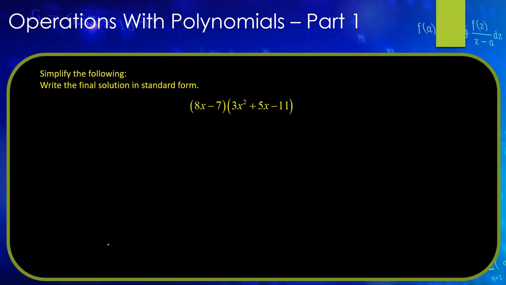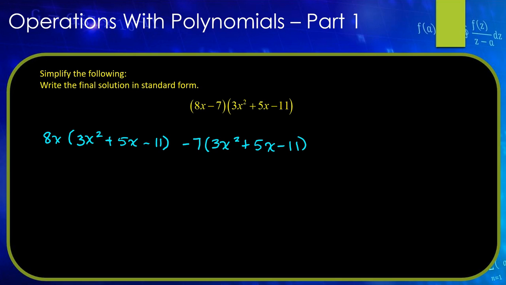Okay, so much like we did before, I could kind of view this as me taking this first quantity and distributing each term to the three terms of the second quantity. So in this instance, I'm going to take the 8x times the 3x squared plus 5x minus 11, and the negative 7, or minus 7, times the 3x squared plus 5x minus 11.